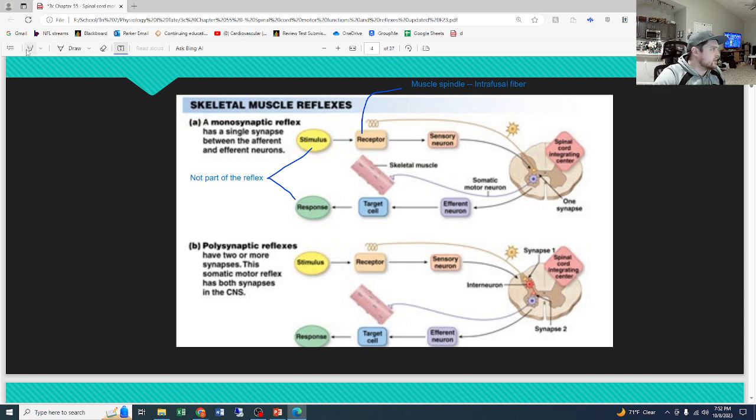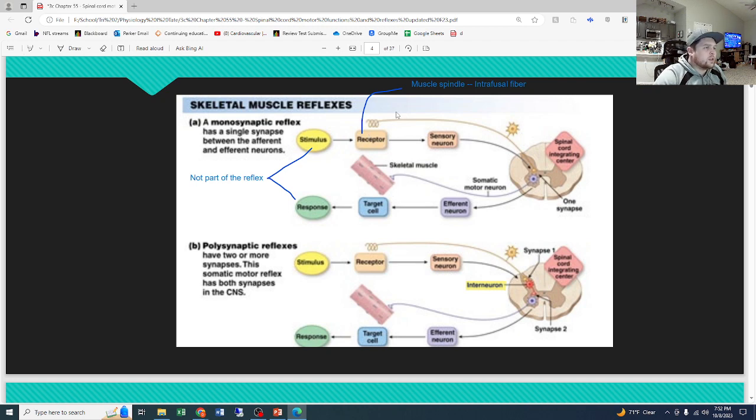The big difference between these two is this interneuron right here, meaning that there is one synapse versus two synapses, multiple synapses. With the monosynaptic, it goes straight from our sensory receptor straight into our somatic motor neuron.